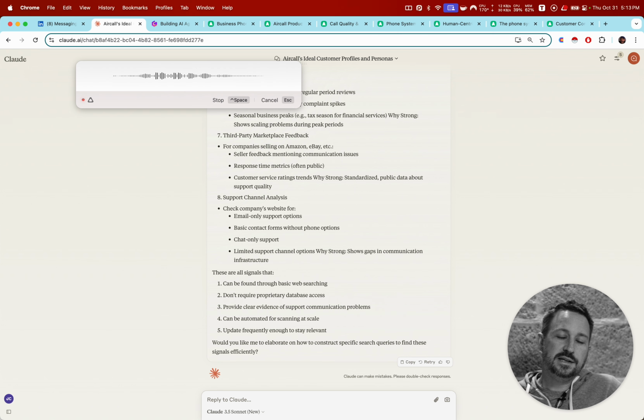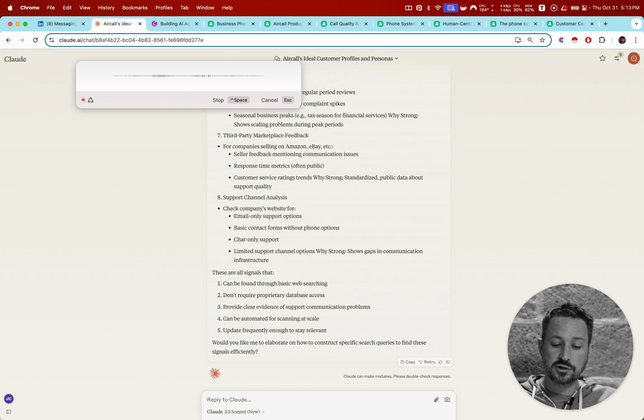Great. Now that you have an idea about the types of things we can look for publicly, I'm looking to basically create an AI research agent to be able to determine if a company is a good fit for Aircall's product or service. Now, it's really important that we have countersigns to these things as well. So I'm not just looking for reasons they'd be a good fit.